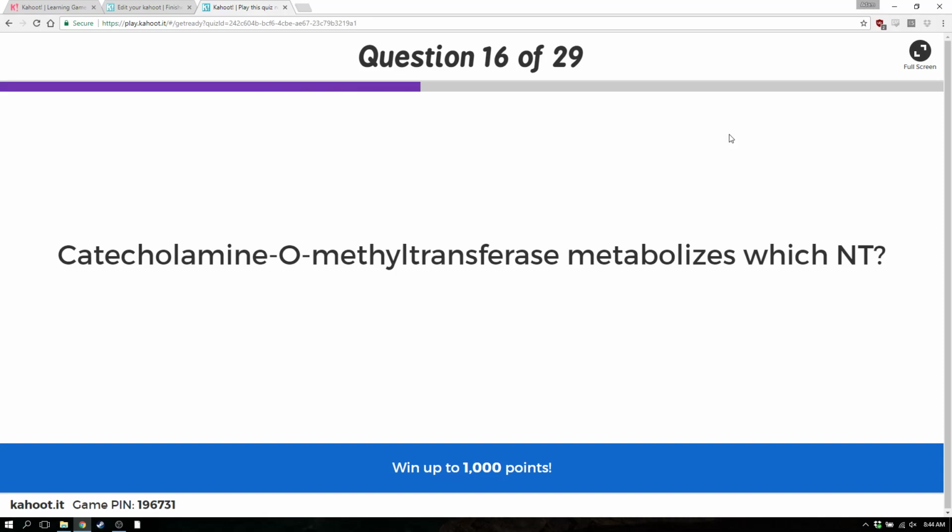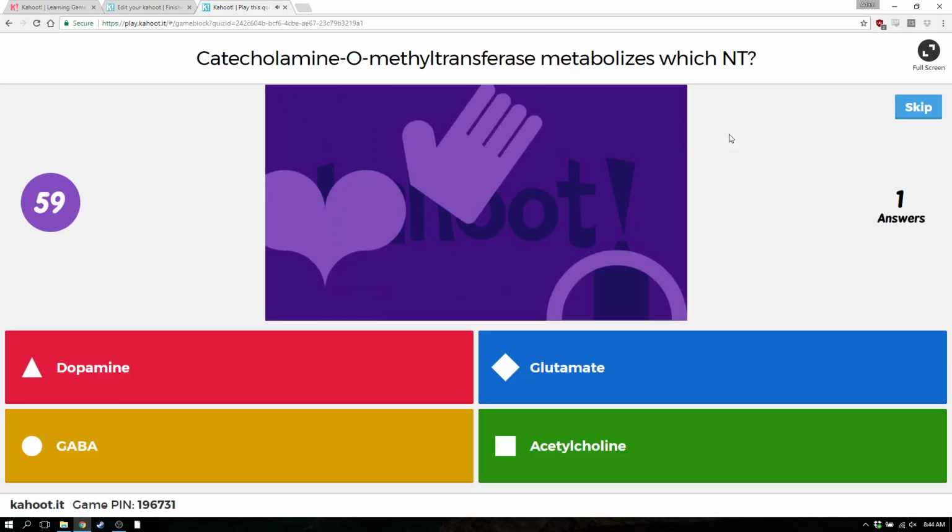Catecholamine O-methyltransferase metabolizes which neurotransmitter?